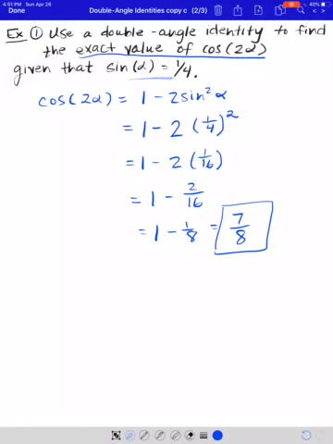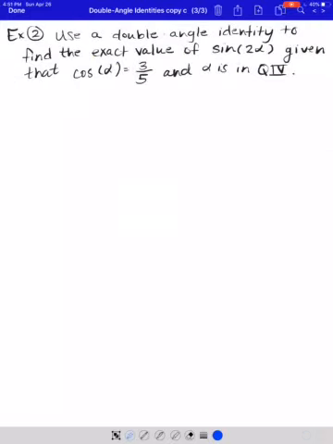Let's look at another example. Let's use a double angle identity to find the exact value of sine of 2 alpha. And we're given that cosine of alpha is 3/5, and also that alpha is in the 4th quadrant.